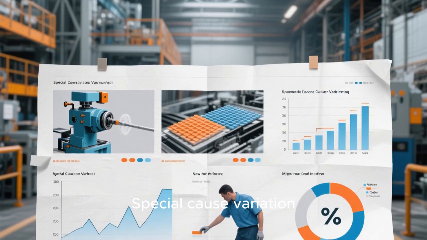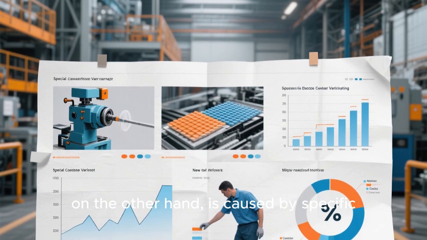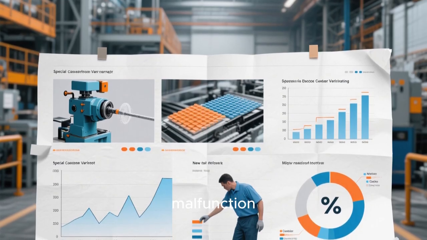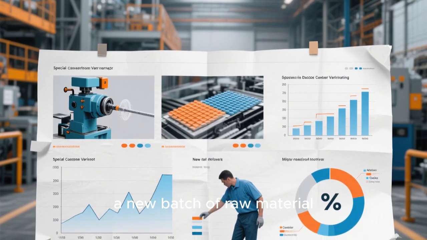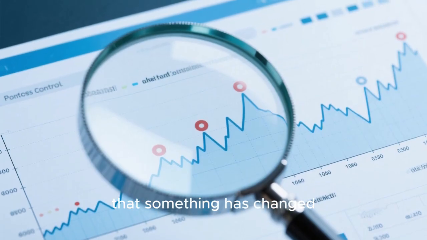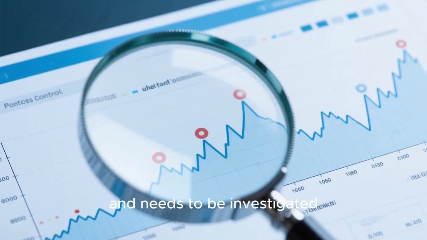Special cause variation, on the other hand, is caused by specific, identifiable events like a machine malfunction, a new batch of raw material, or an operator error. These are the signals that something has changed and needs to be investigated.